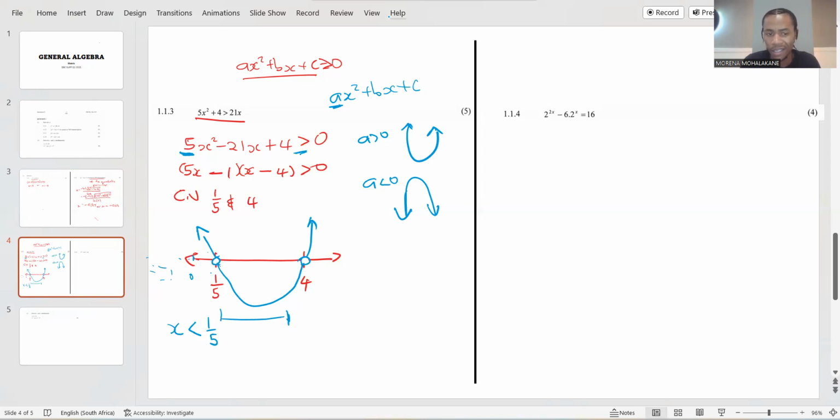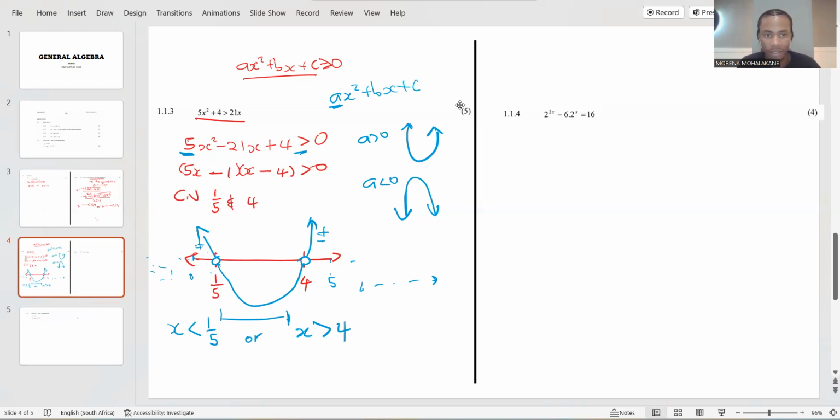So f of x is negative. I don't want those values. I want the values of x where f is positive. So it's positive here, then it's also going to be positive for values that are greater than 4, because you'll be having 5 here, you'll be having 6, and so on. Right? So here's my inequality. X has to be less than a fifth, or it has to be greater than 4. That's the solutions.